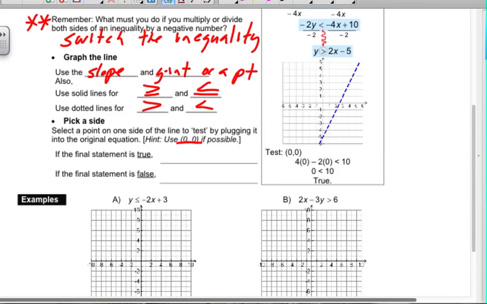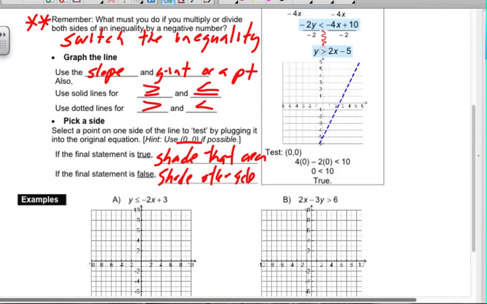So, if the final statement is true, you shade that area. If it's false, you shade the other side. Okay? And they worked through some examples here.